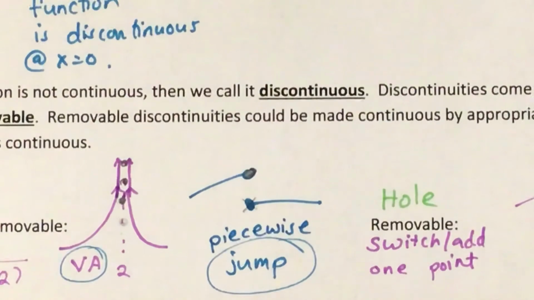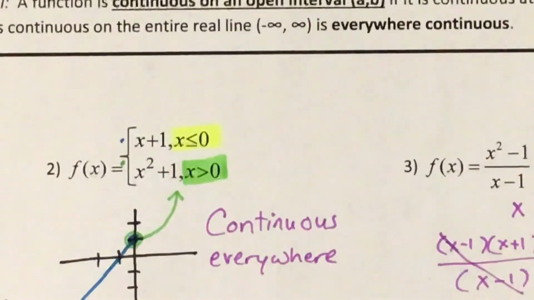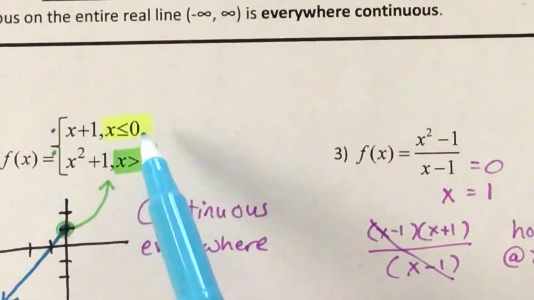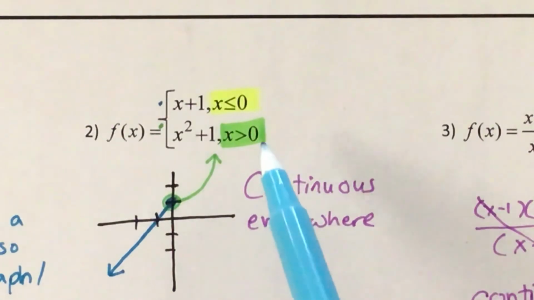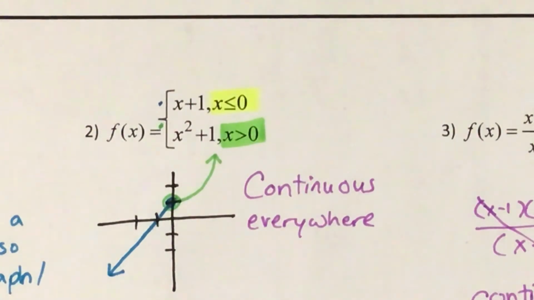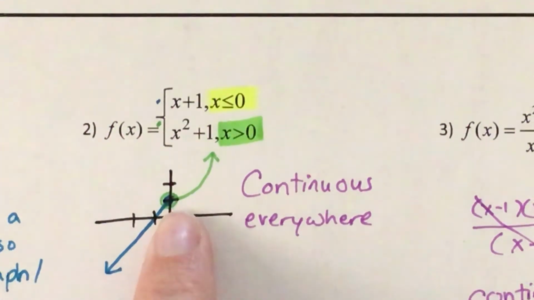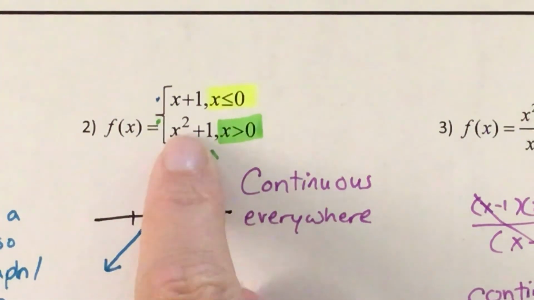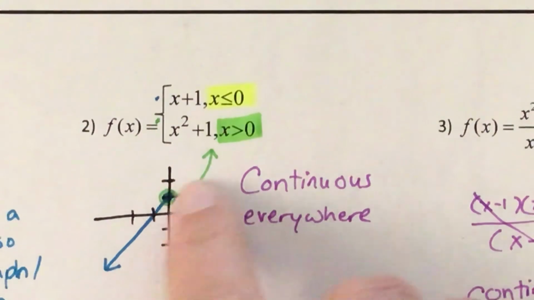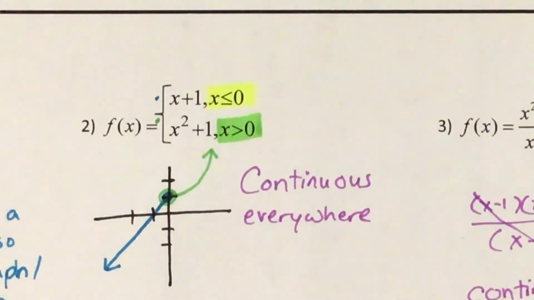Okay, and those show up whenever your domain changes, like when we switched from x is less than or equal to 0 to x is greater than 0. We did not happen to have a jump in this problem, but that happens quite a bit. If this had just been x squared plus 2, this green piece would have been moved up and there would have been a jump in between the left side and the right side.